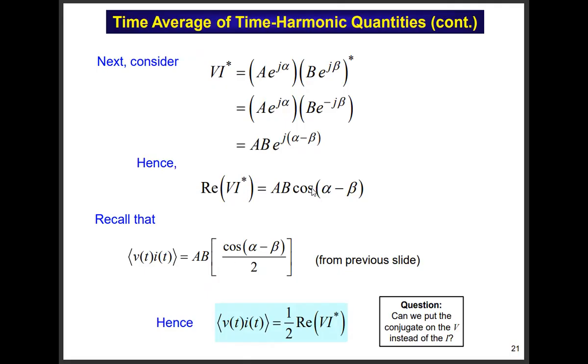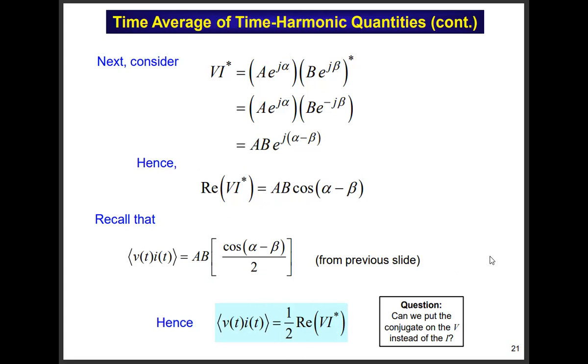So what is it that we need on the right-hand side? Well, let's take the 2 across. So it's this thing, with a half. So we can say that this thing right here is 1/2 times this right here, which is the real part of VI conjugate. Time average of voltage times current is 1/2 times the same thing as what we have right here.